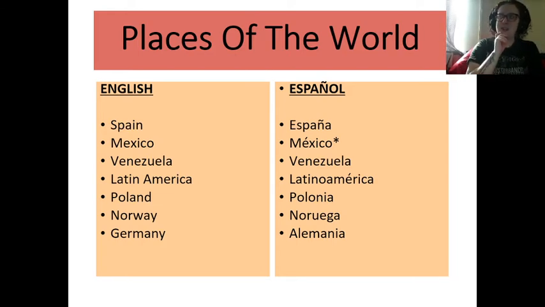Yeah, accents are interesting, I must admit. So when you do see things like that, you need to pronounce that vowel just a little bit longer than the other vowels in that word. So Latinoamérica is a good one to practice. Poland, Polonia, Norway, Noruega, and Germany, which is Alemania, which actually comes from the old Latin word.